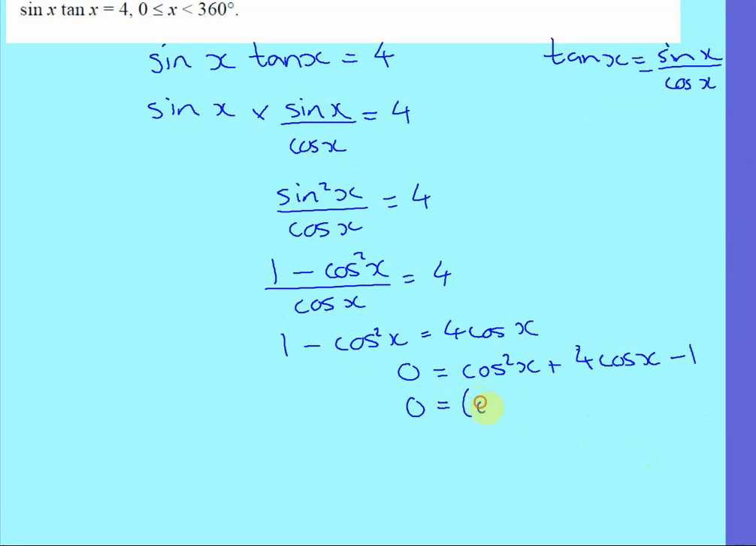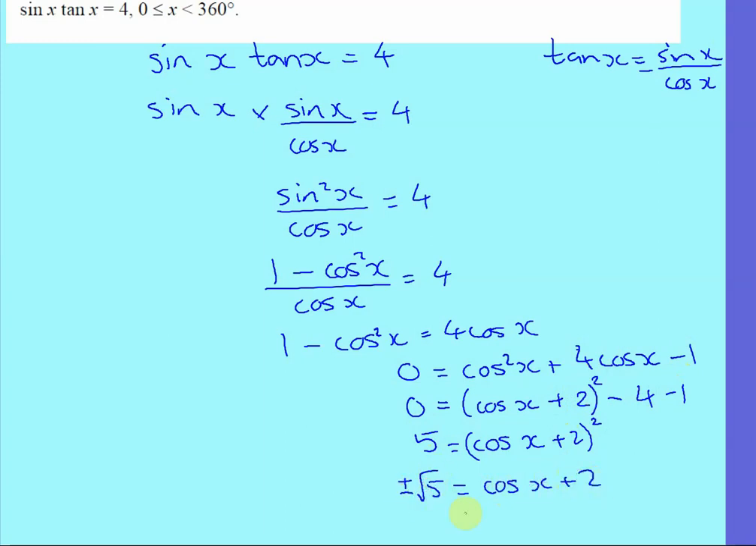So cos x, and we're going to halve the coefficient here, so we've got 2 squared. We're going to take away this value here squared and pop this one on the end. So we end up, I'm going to skip a little step here, so that'd be minus 5, so we end up with that. So cos x would be plus or minus root 5. So sorry, that's cos x plus 2.